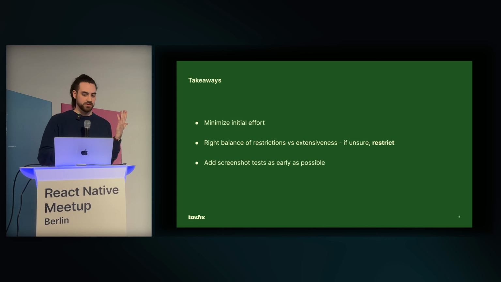Right balance of restrictions and extensiveness. It's tough to find the sweet spot. It's pretty tough, but I think if you're in doubt, you should restrict. Because if you restrict too much, people are going to get angry at you, but you'll know about it because they'll reach out to you and tell you, hey, your component doesn't work. If you let them extend too much, you're not going to know about it because they're just going to override your components, and you'll know when it's too late. So if you're unsure, restrict.